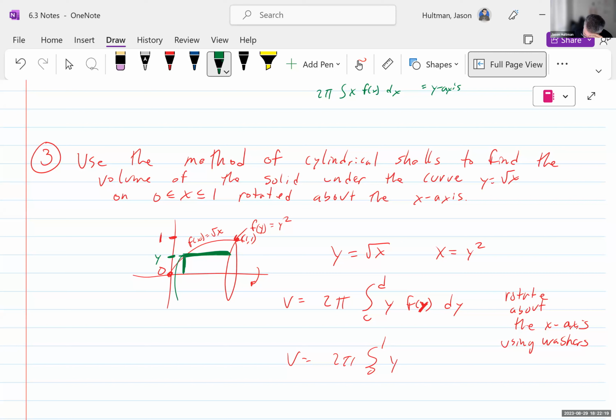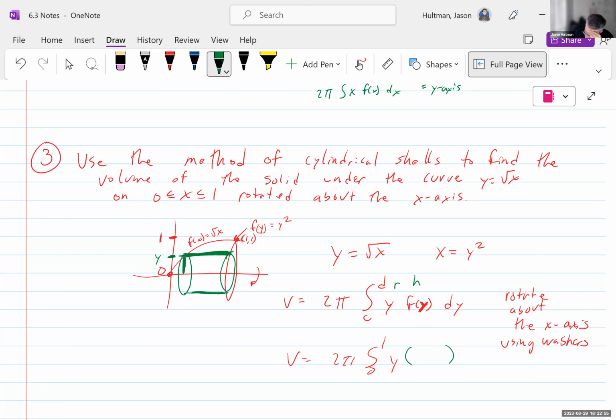Again, these are spinning to give me my cylindrical shells. Maybe I'll make that thinner. And so we're going to create our cylindrical shells. Okay. And so my radius is my y value. Yes, that's correct. Radius, I just think of r h, right? But what's the height? What's the height that I'm getting?